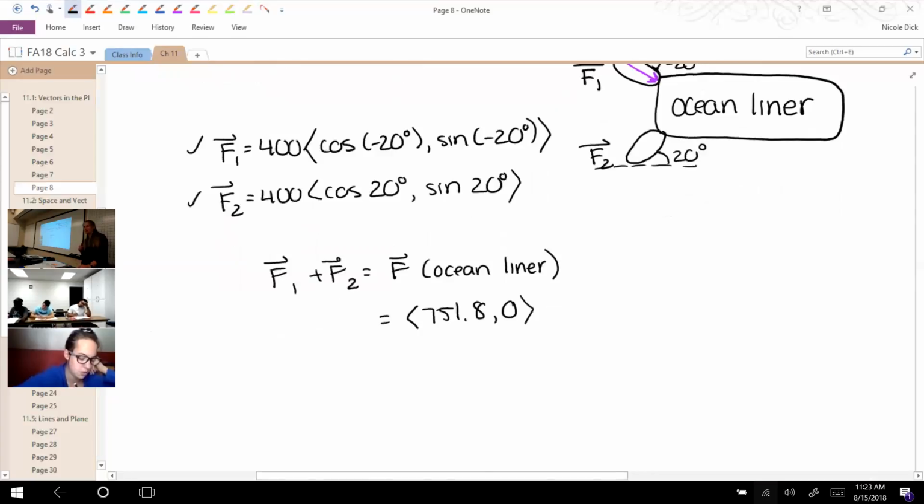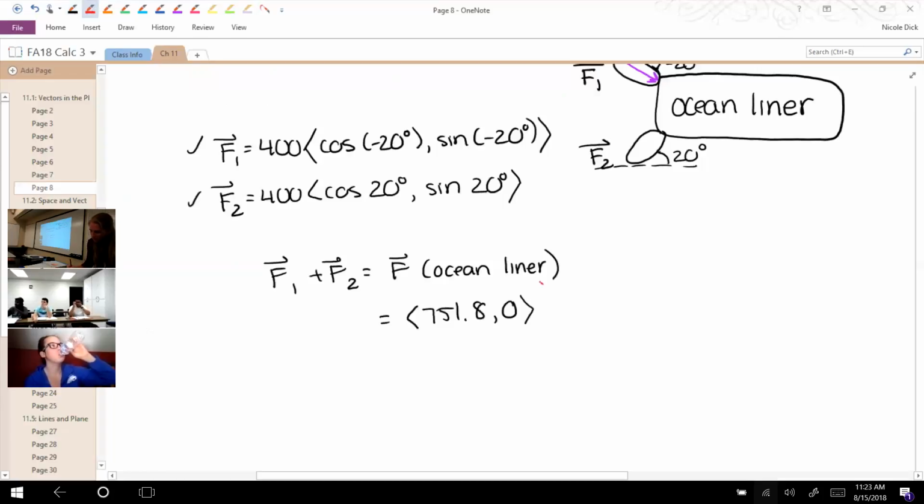So what does that vector mean? What does that vector tell us? Like we said, just a straight line in the x direction. There's no y direction variation there. And if you think about it, it makes sense. The sine component is just going to cancel out. One's positive, one's negative, so it cancels out there. Okay, but then we can also see how much force is actually being applied on that ocean liner. Even though each one is doing the 400 pounds, some of it is getting canceled out since we're pushing against each other.